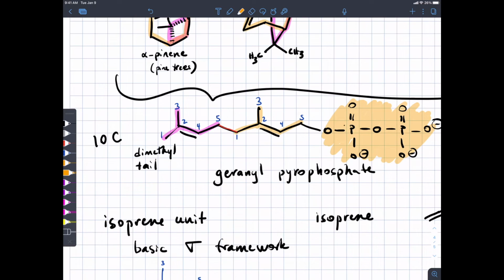Yeah? With isoprenes, will they always be connected right together, or can there be like an oxygen or something in between?